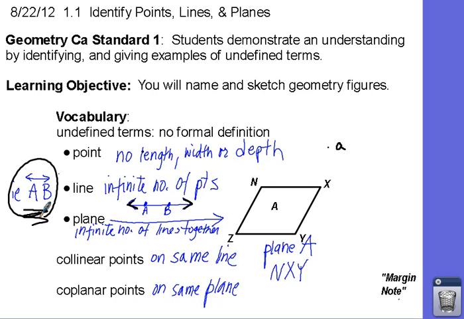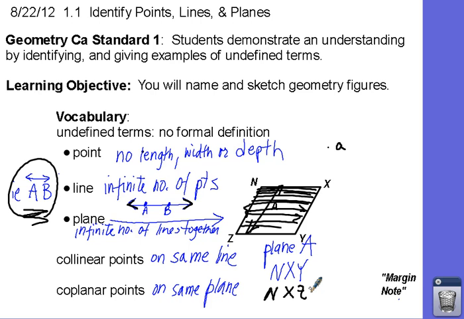A plane has an infinite number of lines put together. So if you can just picture an infinite number of lines put together, all lying on the same chalkboard, going on forever and ever in all directions. Infinite number of lines put together. And we can write that as plane A or plane NXY. We could have defined this as plane NXZ. Theoretically, all we need is 3 points that are not coplanar to define a plane.